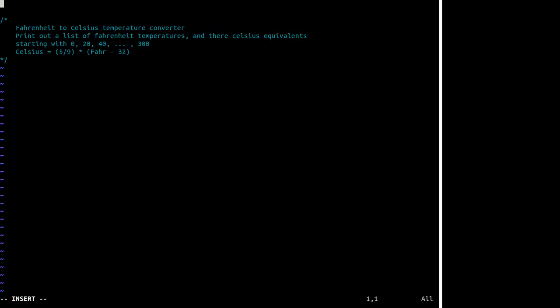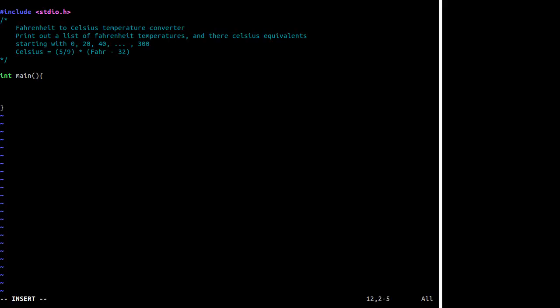And before we go any further, I'm going to go ahead and include stdio.h, because we know we want to print it out, right? So we know we're going to need that printf function that we discussed earlier. And then we know we're going to have to write our main, because that's where our programming takes place.